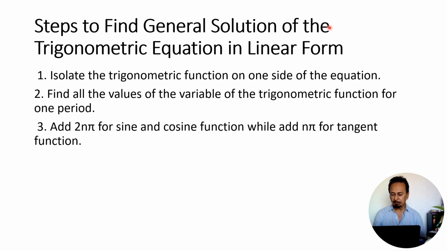Steps to find the general solution of a trigonometric equation in linear form. Number 1. Isolate the trigonometric function on one side of the equation. Number 2. Find all values of the variable of the trigonometric function for one period. Now step 3. Add 2nπ for sine and cosine functions, while adding nπ for the tangent function.